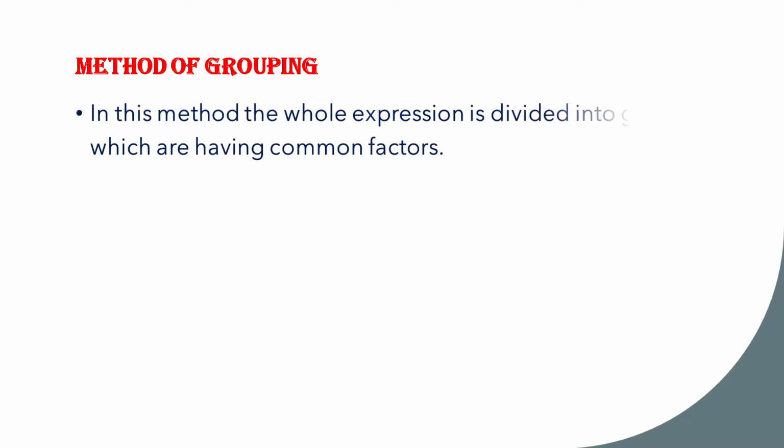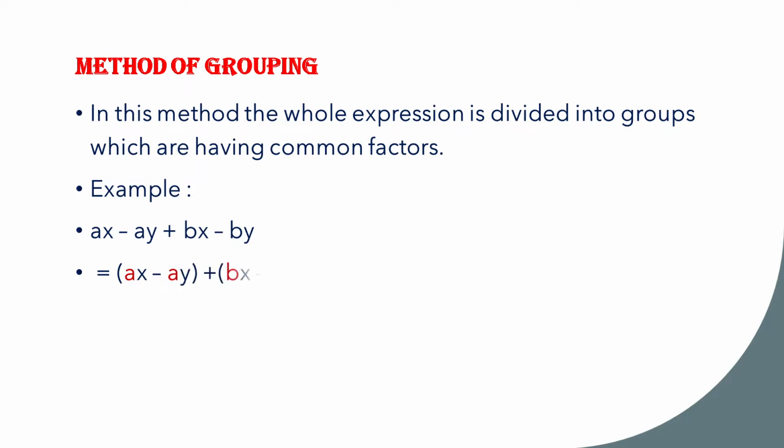Now, let us learn what to do when the total expression does not have any common factor. We can make it into groups. Let us take one example: ax minus ay plus bx minus by. Here there is no factor common to all four terms. But in the first two terms we have a common, and in the second two terms we have b common. So we can make groups.